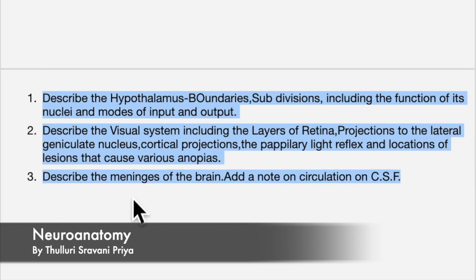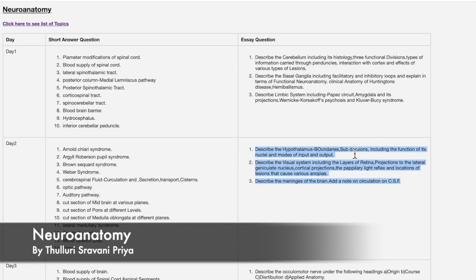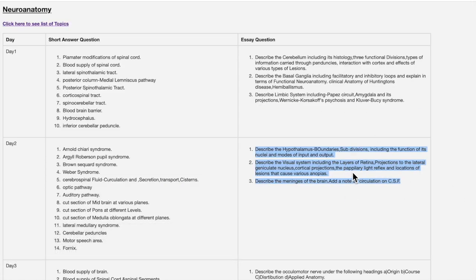The third question is describe the meninges of the brain and add a note on circulation of CSF. These 3 questions are very important and these are asked in previous question papers. So don't skip these 3 questions and next we'll see the short answers for the day 2.